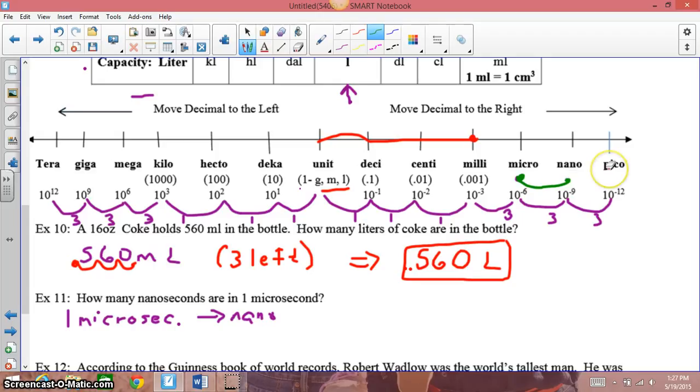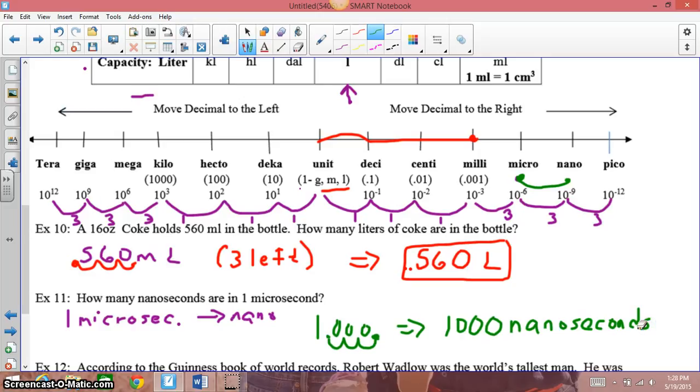So again, if you don't have a decimal in your number, it is sitting at the end. I'm going to take that decimal and move it 1, 2, 3 places. So there's my decimal. I insert zeros. And so really then we are talking about 1,000 nanoseconds. Final answer.